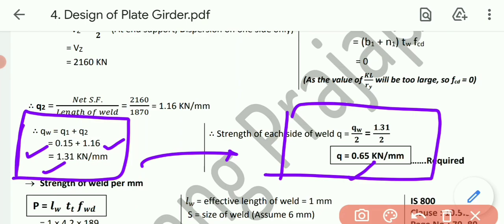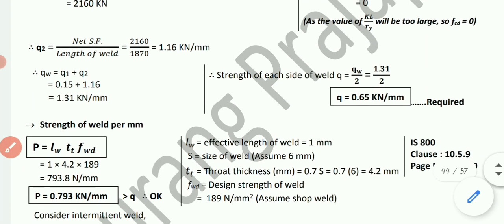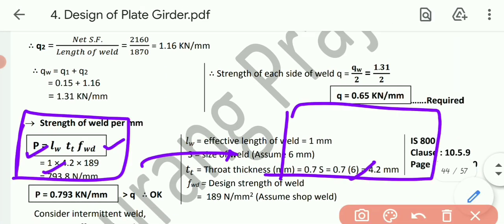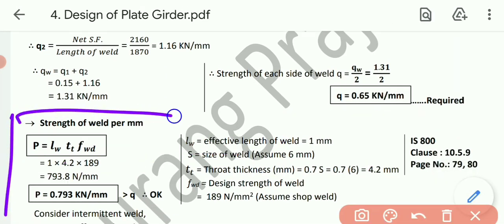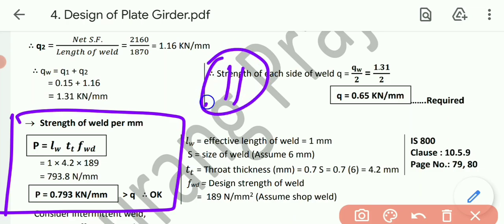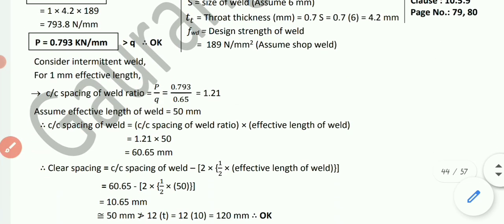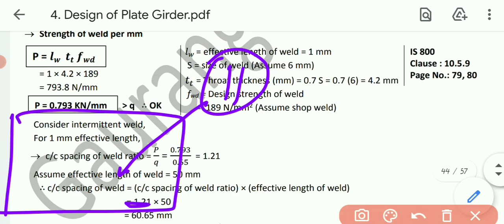So that's our actual requirement to connect the web with the stiffener, and we have already provided in the previous step, that is P is 0.793. We do not need to show this calculation once again, as we have already calculated it in step number 11. So P is 0.793, which is greater than Q, so we need to follow the same steps as we described in the previous step.